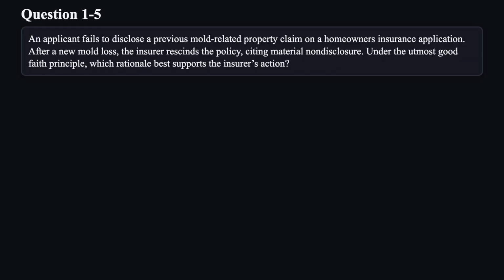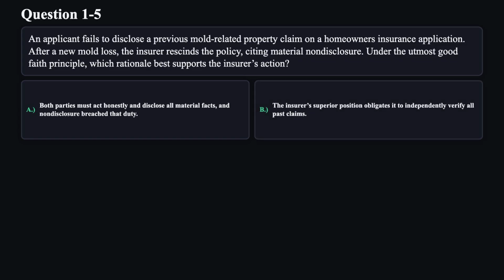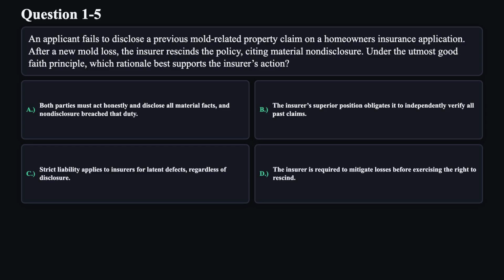Question 5. An applicant fails to disclose a previous mold-related property claim on a homeowner's insurance application. After a new mold loss, the insurer rescinds the policy, citing material non-disclosure. Under the utmost good faith principle, which rationale best supports the insurer's action? A. Both parties must act honestly and disclose all material facts, and non-disclosure breaches that duty. B. The insurer's superior position obligates it to independently verify all past claims. C. Strict liability applies to insurers for latent defects regardless of disclosure. D. The insurer is required to mitigate losses before exercising the right to rescind.